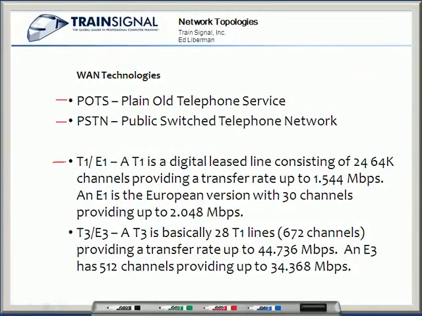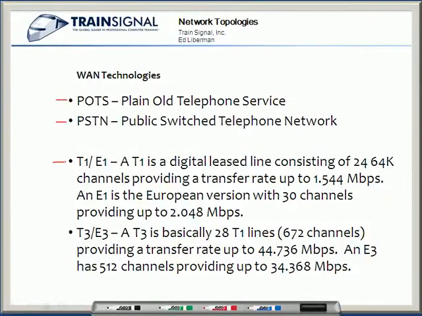Another one that we have is the T1 or E1, depending on what country you're in. Matter of fact, technically there's even a J1, but we're not going to get into that. But a T1 is a digital leased line consisting of 24 64K channels, providing a total transfer rate, if you just do the math, of 1.544 megabits per second of throughput.